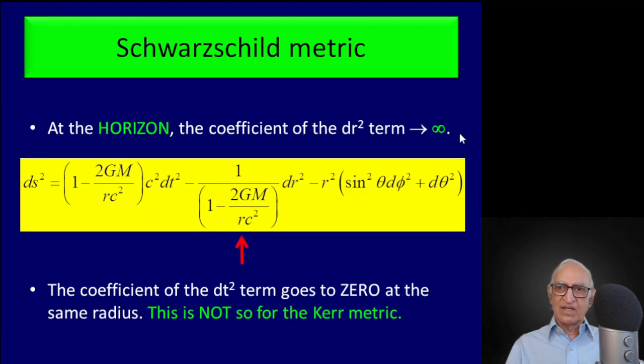Now let's look at the Schwarzschild metric. At the horizon, the event horizon, which we called the surface of the black hole, the coefficient of the dr squared term goes to infinity because the denominator goes to zero. It is at the same distance, 2GM by c squared, that the coefficient of dt squared also goes to zero. So this coefficient goes to zero, and this coefficient goes to infinity at the same distance. This is not so for the Kerr metric.